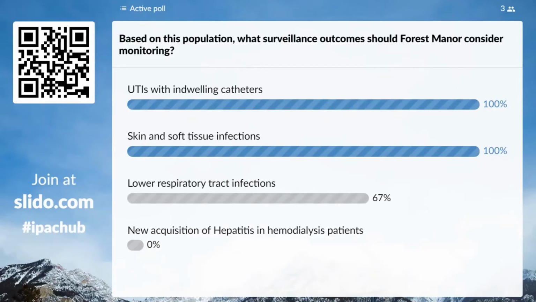Perfect. So the answer, that's great. Thanks everyone for their contribution. So Forest Manor should conduct surveillance of lower respiratory tract infections, skin and soft tissue infections, and UTIs associated with indwelling catheters.